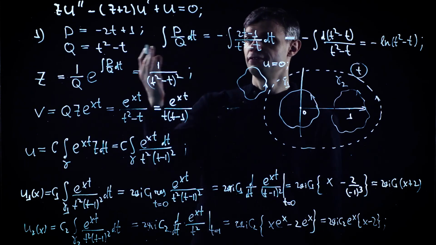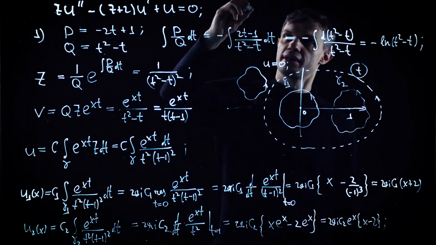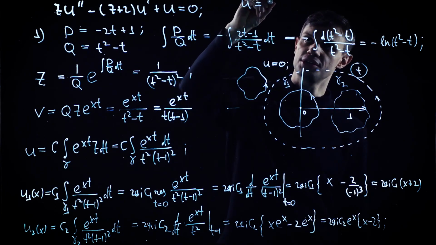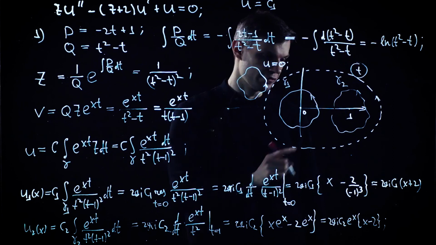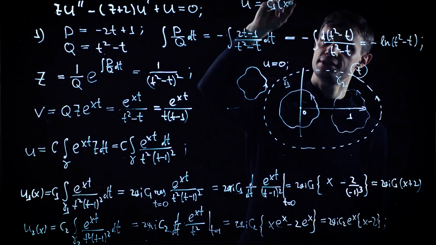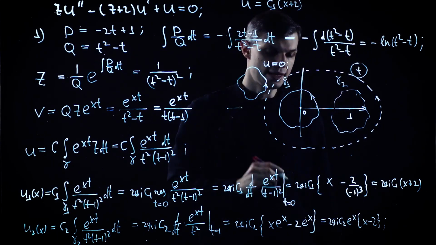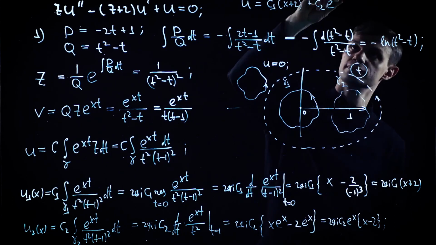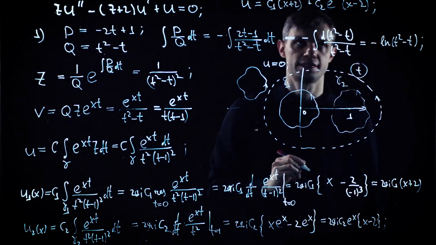So now we get the full answer for this differential equation. It's a linear combination of two functions. The first one is basically x plus 2, and the second one is e to x times (x minus 2).